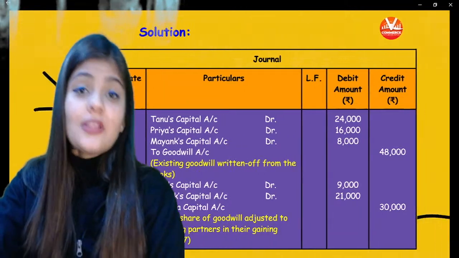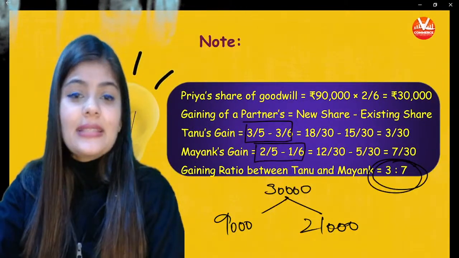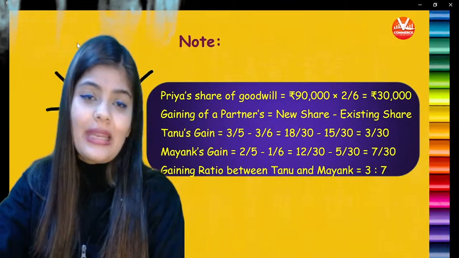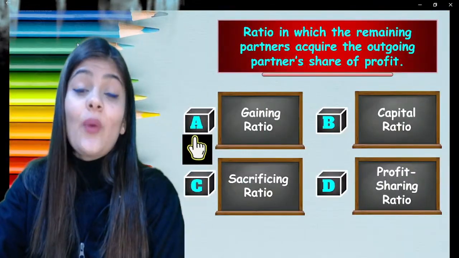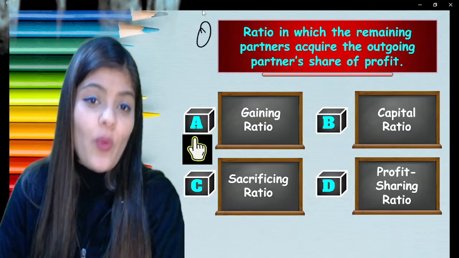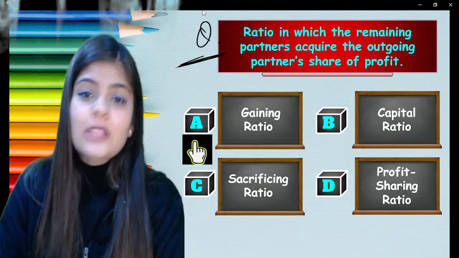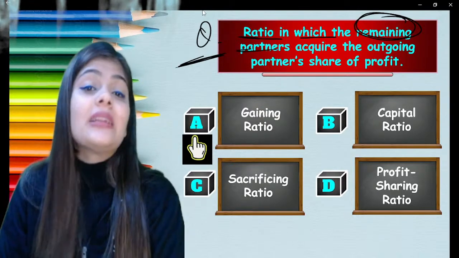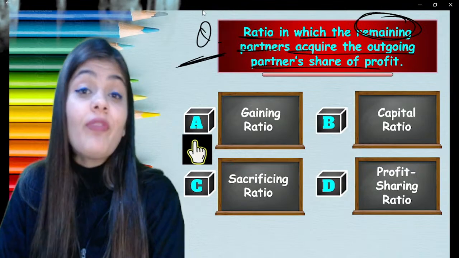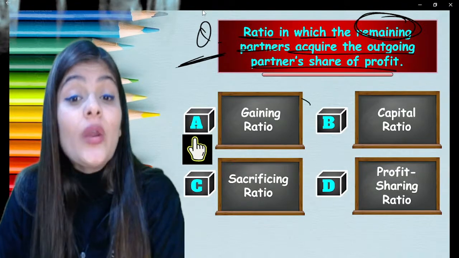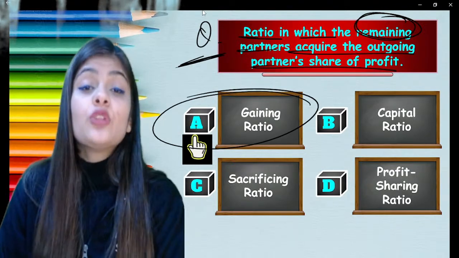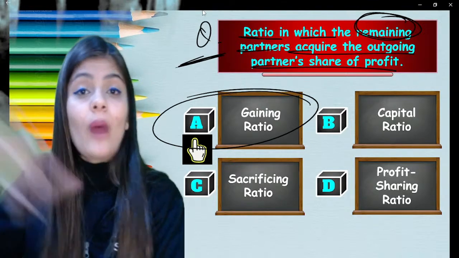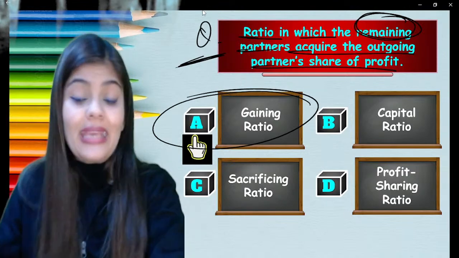Okay. So, this is the working note. Here we have shown you the calculation of gaining ratio. And this was the question that I asked you a few minutes before. The ratio in which the remaining partners acquire the share of the outgoing partner is known as gaining ratio.